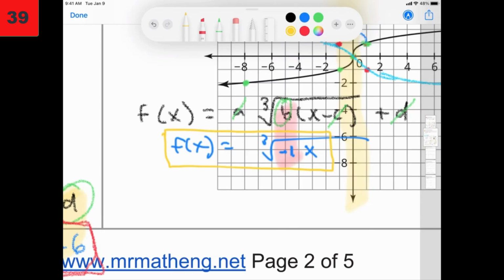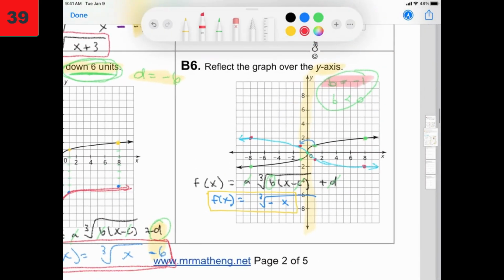Now, again, in English, you wouldn't say I want one iPhone. You would say I want a or an iPhone. So similarly in math, you don't say -1x, you would just write -x. And that's your answer right there. And that's your graph reflection over the y-axis.